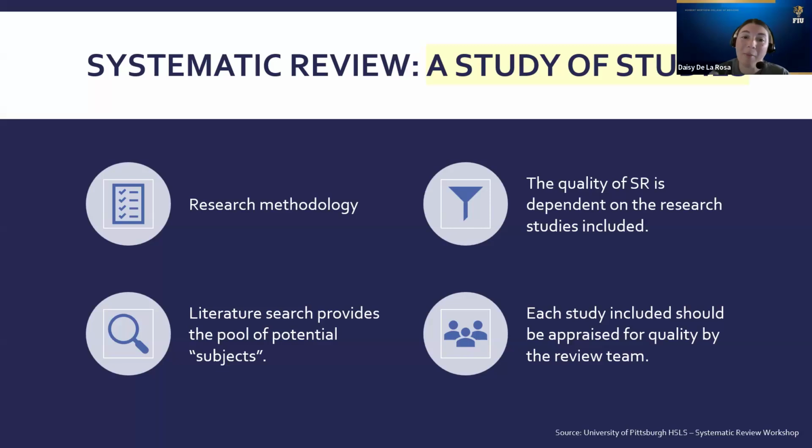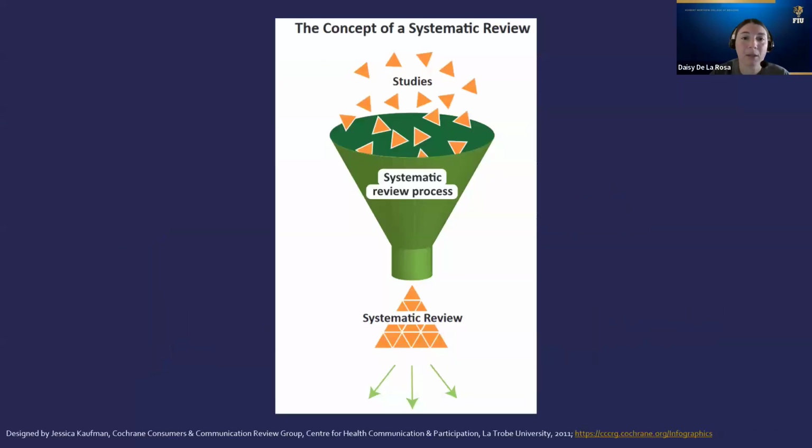If the search is not comprehensive enough, if it's not reproducible, you may miss studies, and that way, the systematic review will be incomplete. And then each study that you include has to be appraised for quality by the review team. So here's just a visual representation of the systematic review process, kind of looking like puzzle pieces, and how they go through the systematic review process. And then they're put together into this final product and then disseminated, right, shared with others.